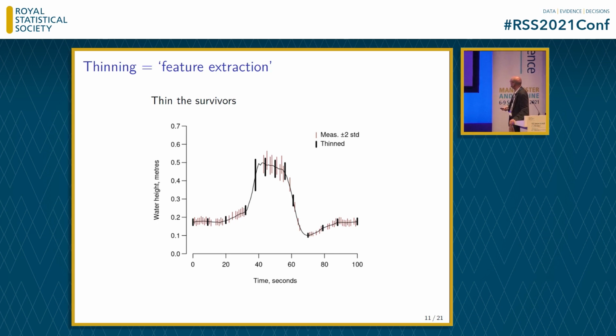So I've ended up with 13, unlucky, wasn't it? 13 points out of the original 100 or so. So I don't say to the engineer, oh, I threw away 87 points and kept 13. I say, I extracted 13 features from your data. And that seems to go down much better. So that's what I did. I extracted 13 features from the data.